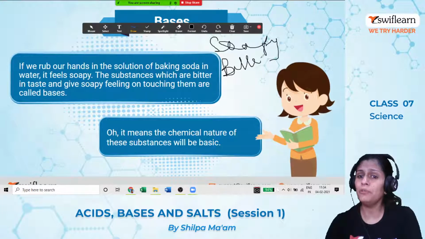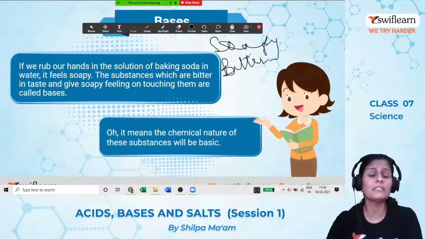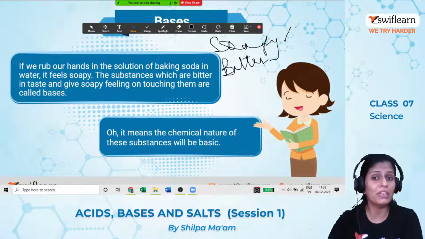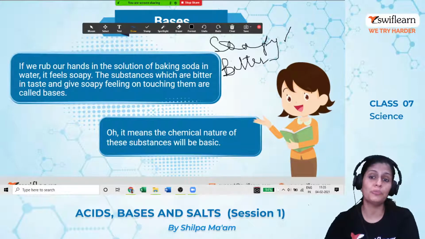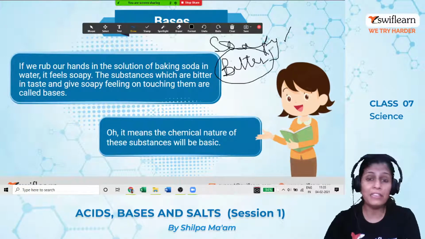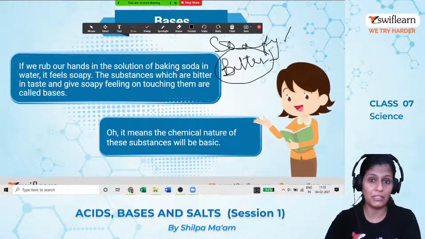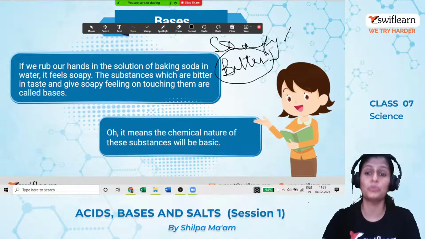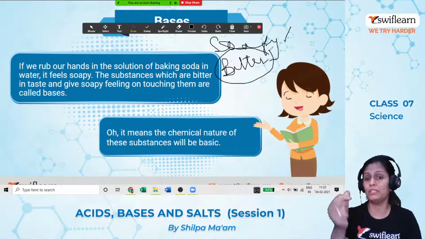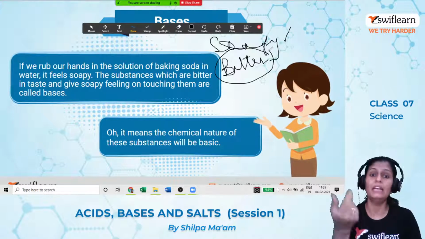Now, bitter was sufficient to tell us whether a substance is base or not. Then why do we have to study about the soapy feel? We have to study about the soapy feel because we cannot taste everything. Everything that is a base, you cannot taste it. So, if you cannot taste anything, at least you can feel it. Put it in water and just feel it whether it is soapy or not. Then it is a base.